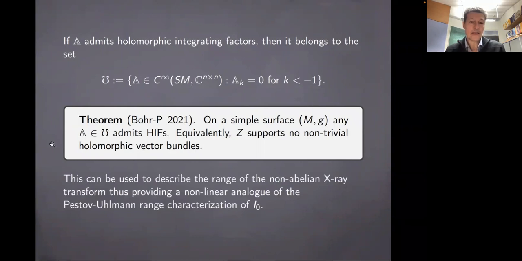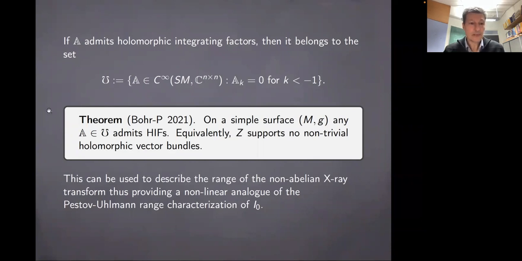The main reason for looking at this kind of thing at the time for us was to actually tell what the range of the non-abelian X-ray transform was, and we were able to do that. We provided a nonlinear analog of the classical range characterization that was given by Pestov-Uhlmann for I0 for the case of simple surfaces. But once again, in the language of the transport twistor space, you just don't have non-trivial holomorphic vector bundles.